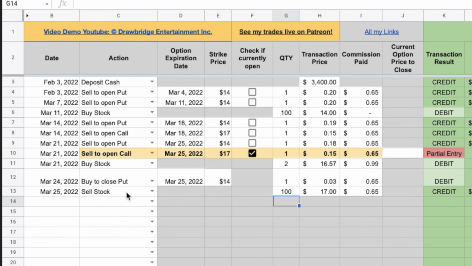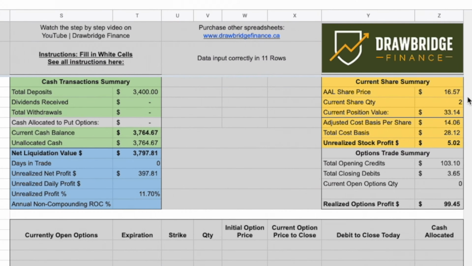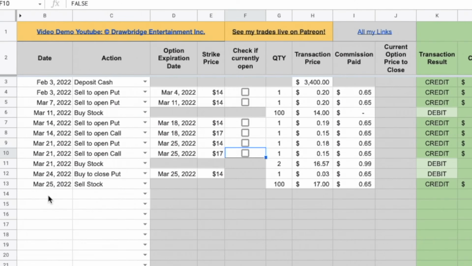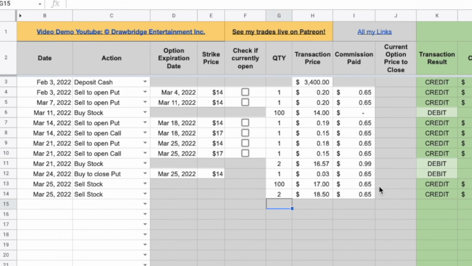Now, because this sell stock has closed out this transaction, we're now going to uncheck this, and therefore all of the transactions have now been closed. I have a share quantity of 2 left. So if I want to really finalize this, I also have to sell those shares. So let me do an entry for that. We're going to go 3/25. We're going to go sell stock. And we're going to sell 2 of them, and we're going to sell them at the market price. And we'll just say the market price that day was $18.50, and we paid 65 cents to close that.